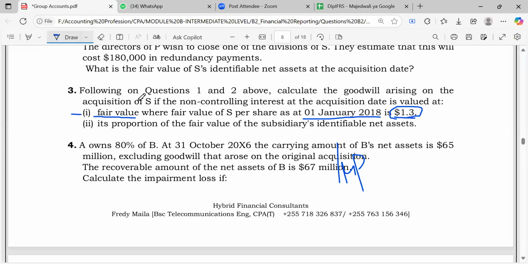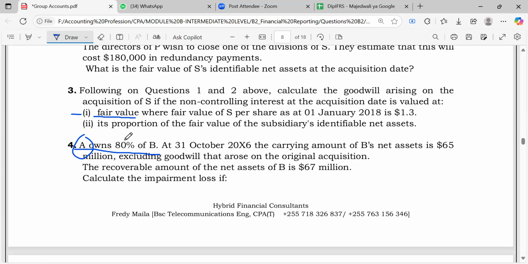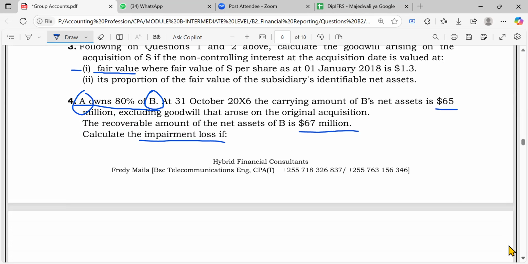Okay, let's look at this question here. It says, question number 4, A owns 80% of B. So A is the parent and B is the subsidiary, right? At 31st October 2026, the carrying amount of B's net assets, which is a subsidiary, is 65 million, excluding goodwill that arose on the original acquisition. The recoverable amount of the net assets of B is 67 million. Calculate the impairment loss.